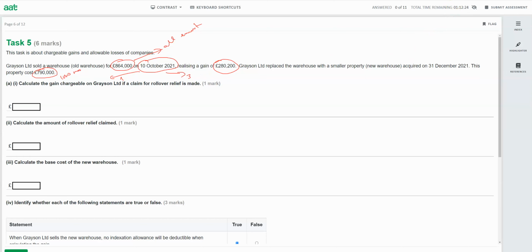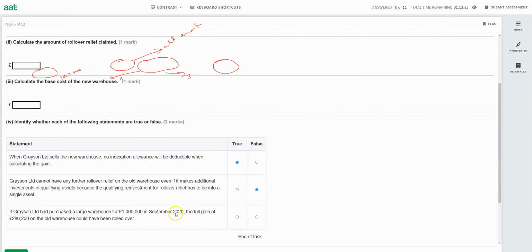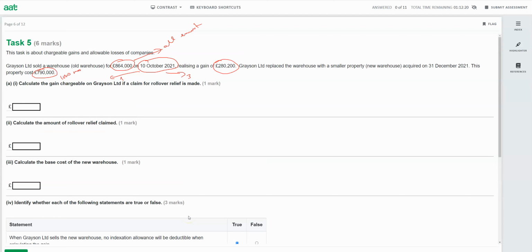Now here they are saying September 2020. September 2020 means it is more than a year. If you have a look, from 10th of October 2021, I can go back a maximum of 9th of October 2020. So maximum 9 October 2020. That is my 1 year before. But if it is September 2020, then it is more than 1 year.